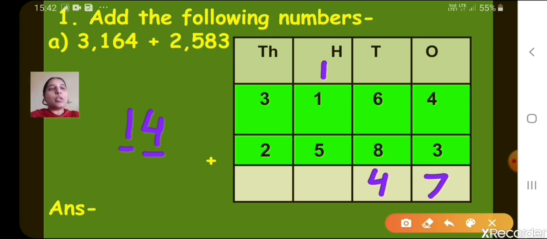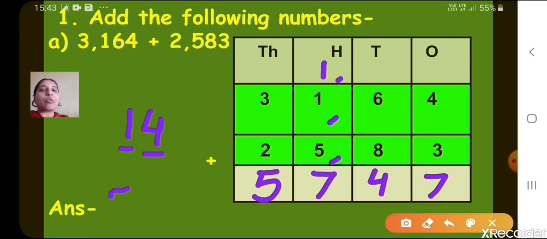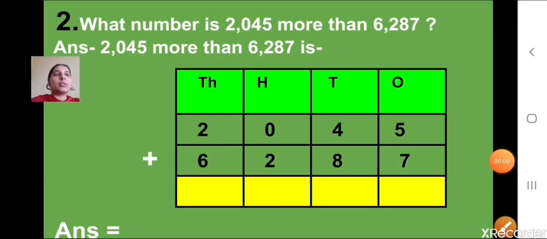Okay. Now let's add hundreds. Now let's add this carried over 1 plus 1. What will we get? 2. 2 plus 5, 7. Okay. Now let's move to thousands column. So 3 plus 2, 5. So what is the sum obtained here? Read this number, children. Yes, it's 5747. Okay.